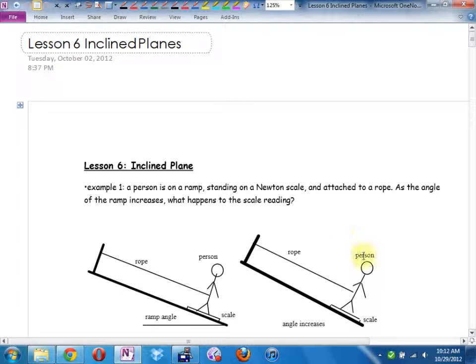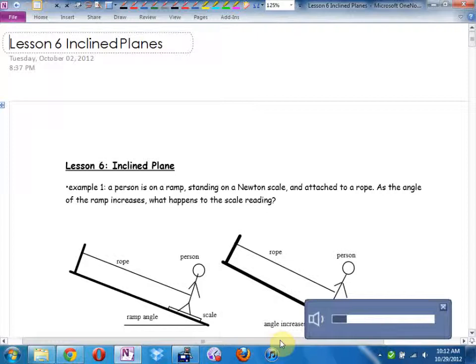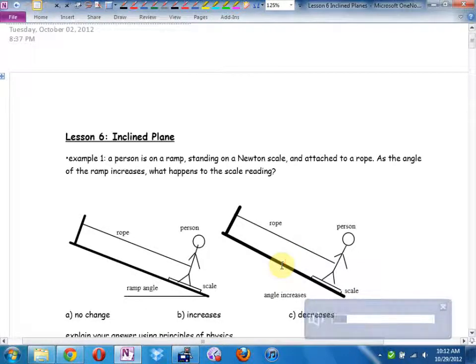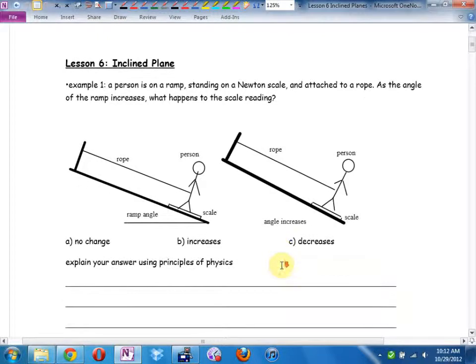So the inclined plane, the start of physics 12. A person is standing on a ramp and they're standing on a Newton scale. What does a scale measure? Think about that. And it's attached to a rope. As the angle of the ramp increases, what happens to the scale reading?